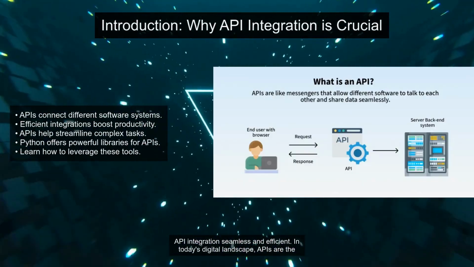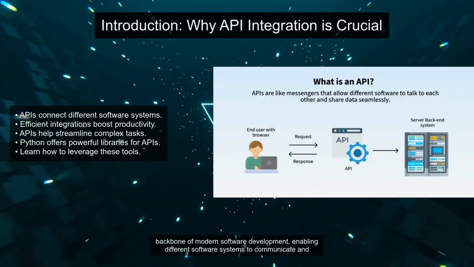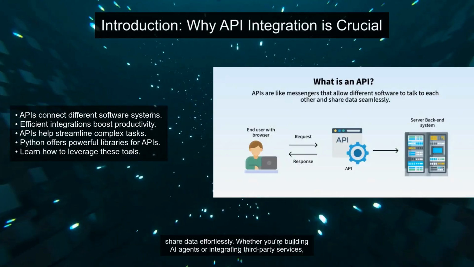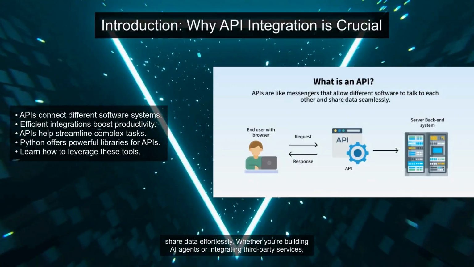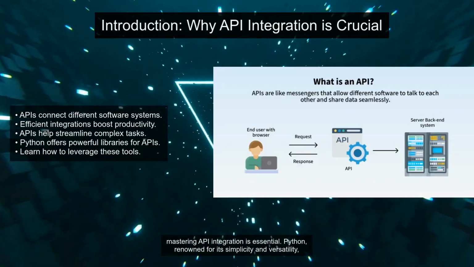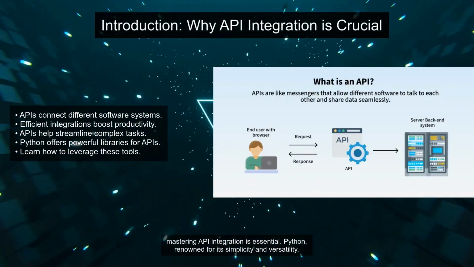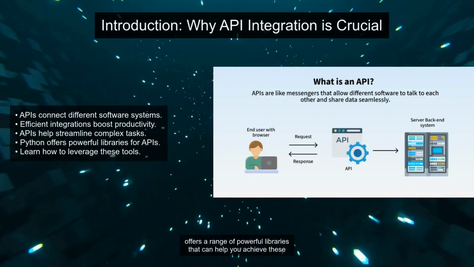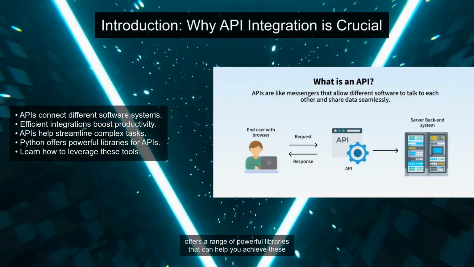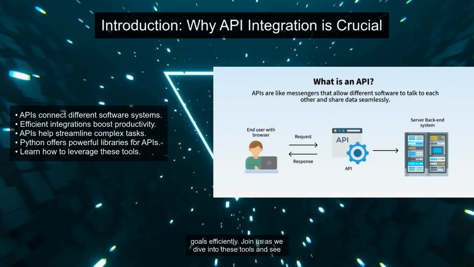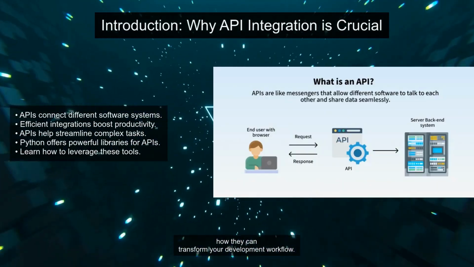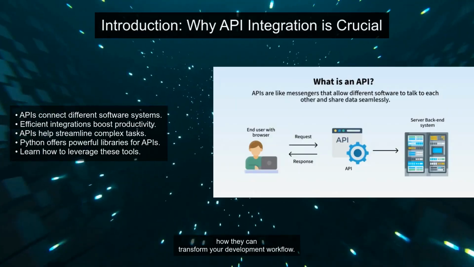In today's digital landscape, APIs are the backbone of modern software development, enabling different software systems to communicate and share data effortlessly. Whether you're building AI agents or integrating third-party services, mastering API integration is essential. Python, renowned for its simplicity and versatility, offers a range of powerful libraries that can help you achieve these goals efficiently. Join us as we dive into these tools and see how they can transform your development workflow.